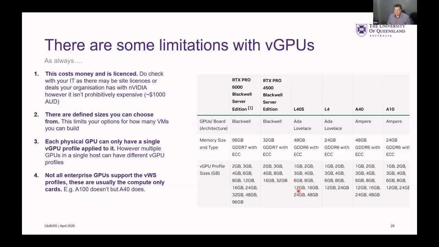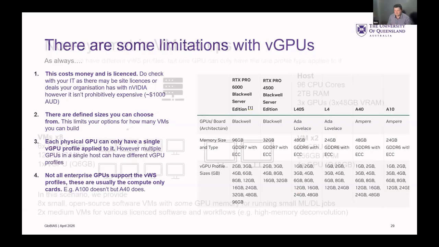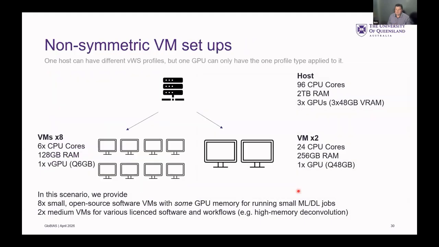And not all of the GPUs that are enterprise will work for this. So something like the A100, that doesn't have virtualization. It's only got compute. So just be aware of that. But you can use this to make even further non-symmetric VMs.